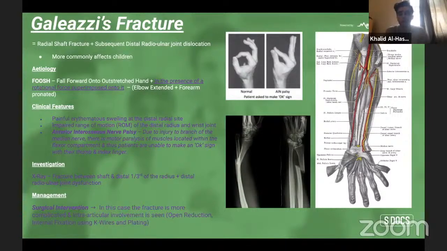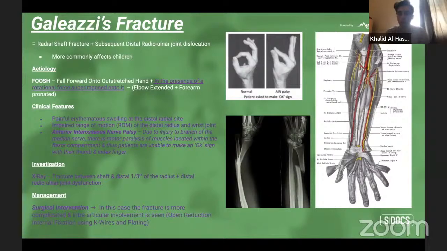Galeazzi fractures tend to affect children more commonly. It is also the product of a FOOSH. However, there is a rotational force which is generally superimposed. It is likely that you may see a spiral fracture as a result of this. The clinical features are painful erythematous swelling at the distal radial site, impaired range of motion of the distal radius and the wrist joint, and there is also an anterior interosseous nerve palsy.